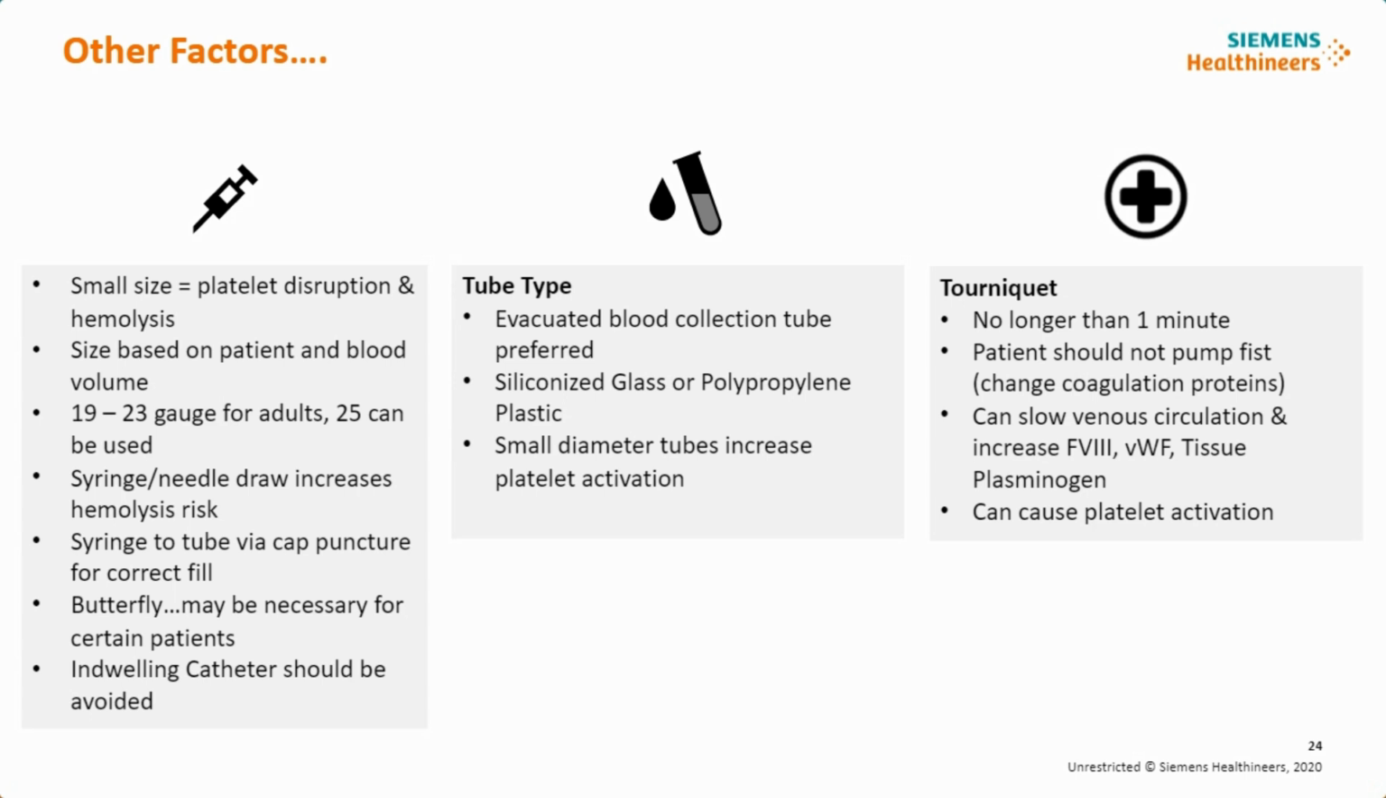We also take into consideration the tube type. What type of tube are we using? Is it an evacuated blood collection tube, which is the preferred method, or are we using a siliconized glass or polypropylene plastic tube? And the tourniquet, no longer than 1 minute, because the longer that we leave the tourniquet in place, the more hemoconcentration that results, the higher likelihood of getting an activated specimen. So these are all factors that we have to take into consideration as a sample is being collected.